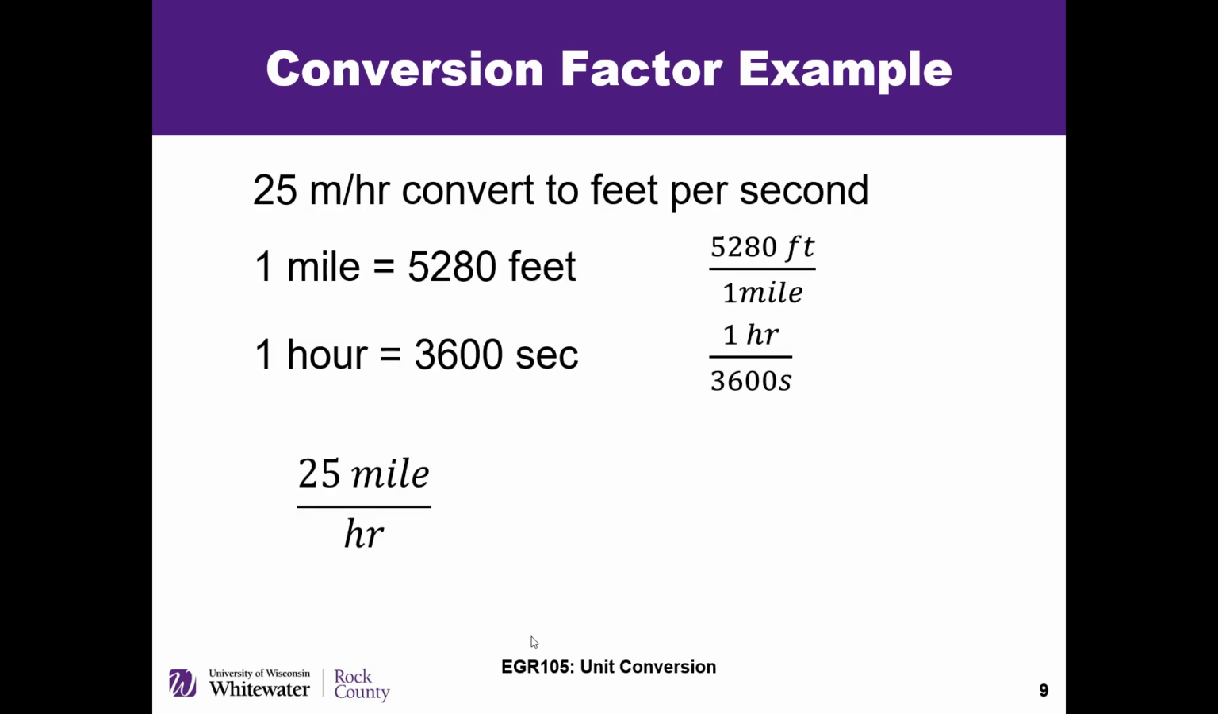So let's take another example. This is another way of doing it. This is 25 miles per hour, and I want to convert it to feet per second. I have the conversion factor of 1 mile equals 5,280 feet, and 1 hour equals 3,600 seconds. I'm just writing down the conversion factors or unit factors that I need. So here's my problem. I have 25 miles per hour.